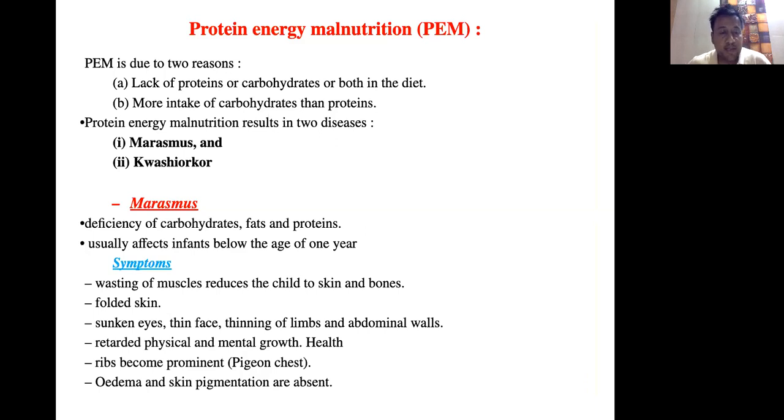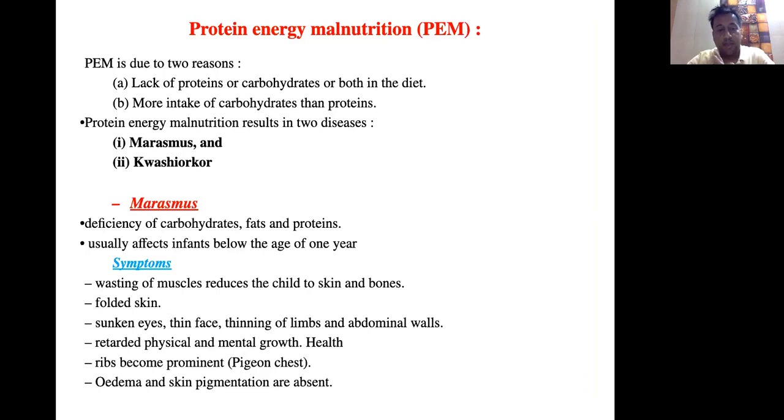So marasmus is basically deficiency of carbohydrates, fats, and proteins. Like I said, carbohydrates and fats both are the major source of energy, while protein acts as the building block of the body. So if there is deficiency of all the three, there is broadly a deficiency of proteins plus the energy part. So in marasmus, we have a severe deficiency of protein as well as energy, and this disease affects infants, especially below the age of 1 year.